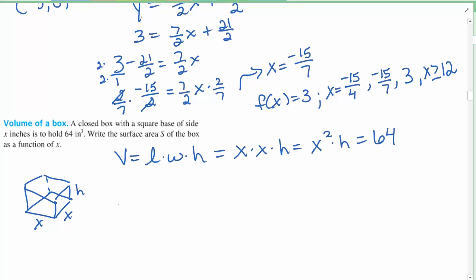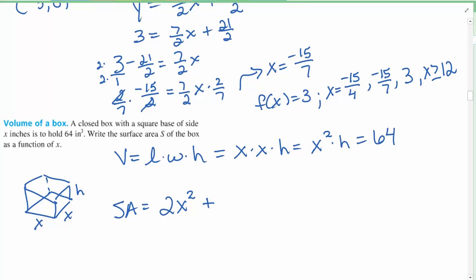Now, how would we describe the surface area? Well, there is a top and a bottom to this box, and then we have 4 sides. The top and the bottom have surface area of just base, or length times width, x times x. So we have 2 x squared, because one is for the top and one for the bottom. Now, what about the sides?